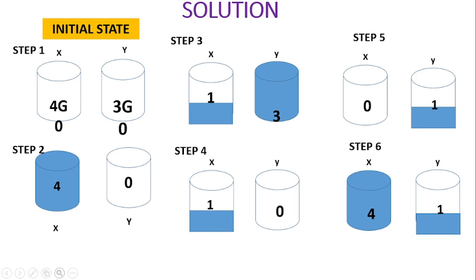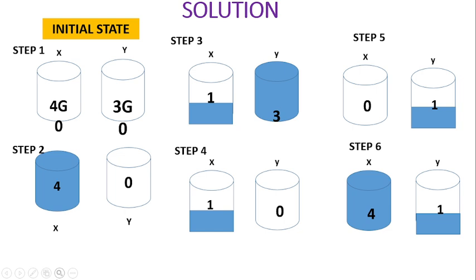The first step is the initial state. As I said, I am assuming that the 4 gallon jug is X and the 3 gallon jug is Y. Hereafter I will call them X and Y only. So initially my state is 0, 0. That is, X and Y are 0, 0.